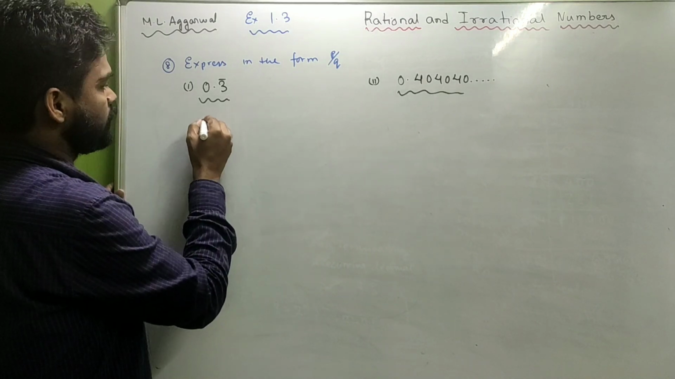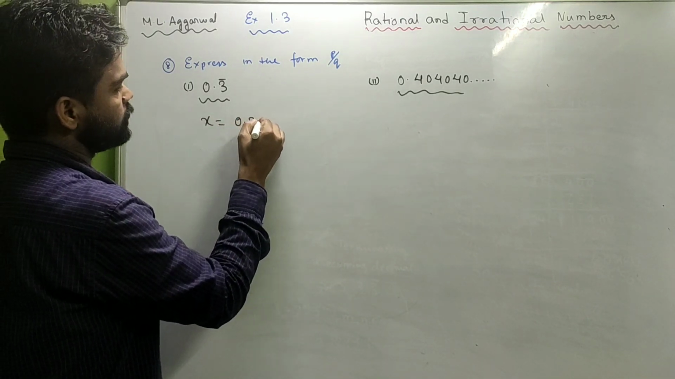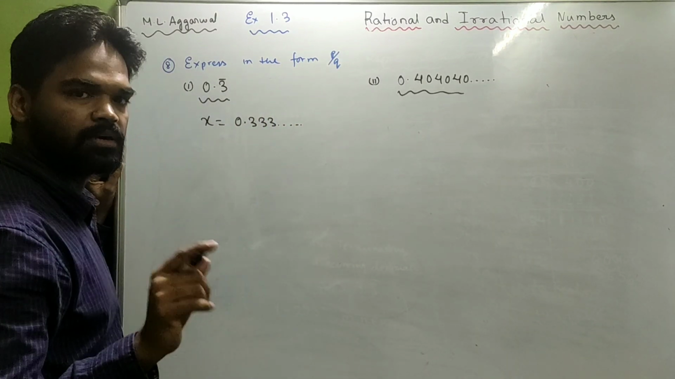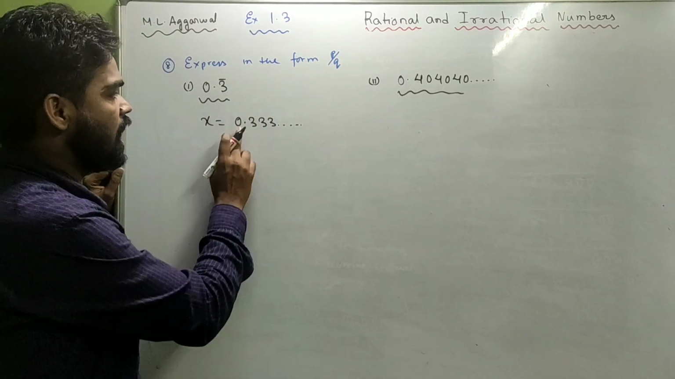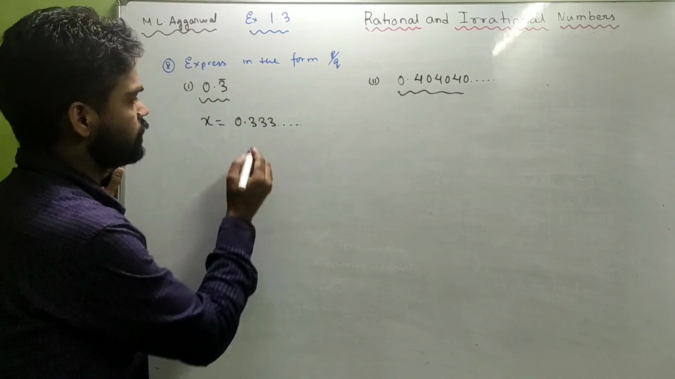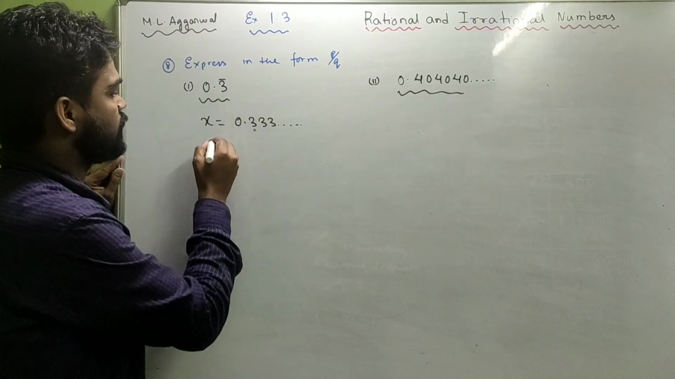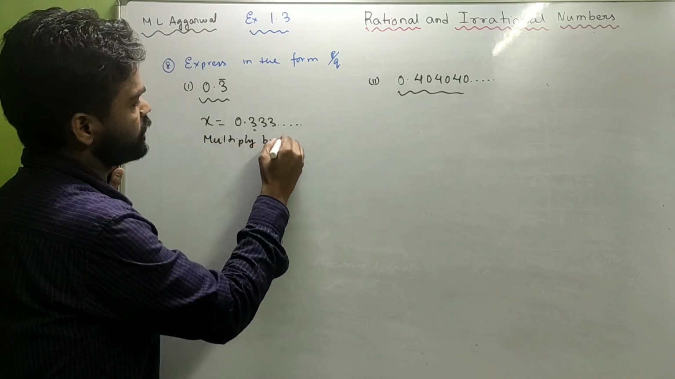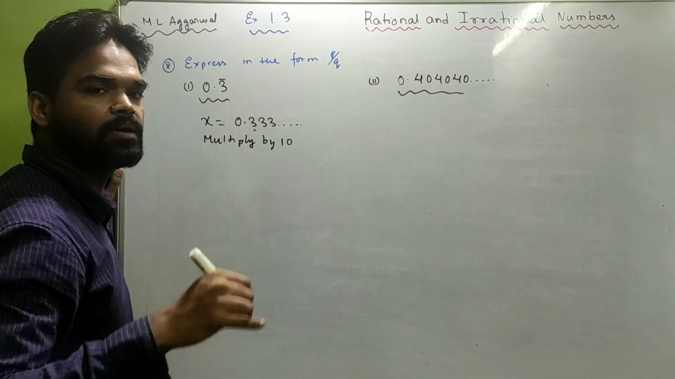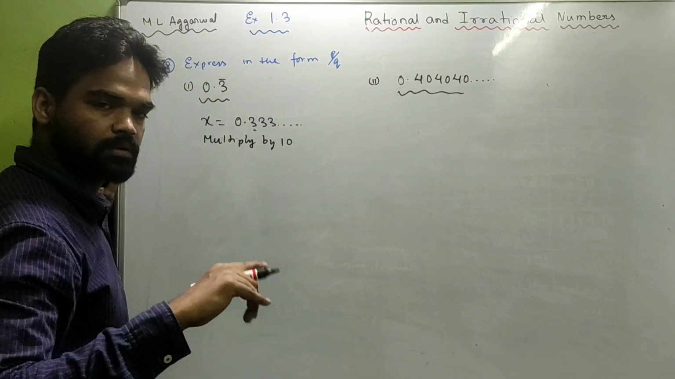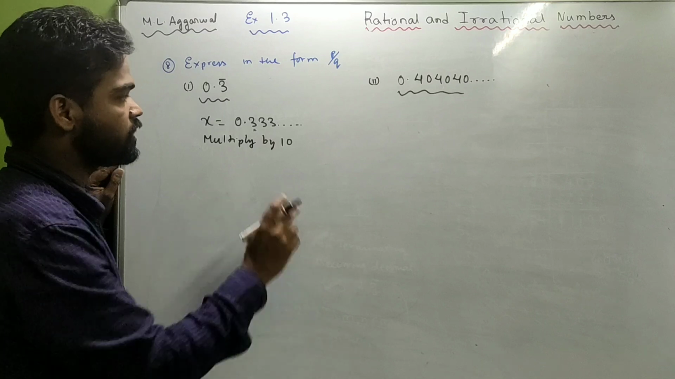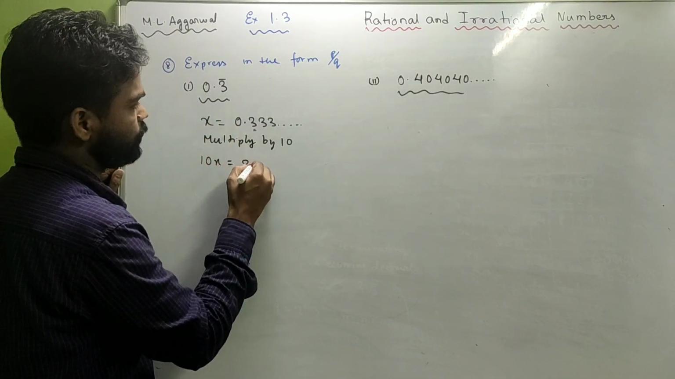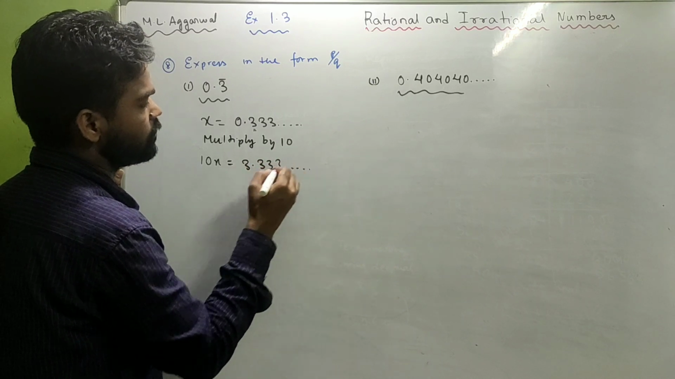Now look over here. I'll take this as x. So I can write it like this because 3 is repeated. Now how many digits are repeated after the decimal? 1 digit. So I'll multiply by 10. If there are 2 digits repeated, you multiply by 100. 3 digits, then you multiply by 1000, just immediately after the decimal. So multiplying by 10 gives 10x equals 3.333 dot dot dot.